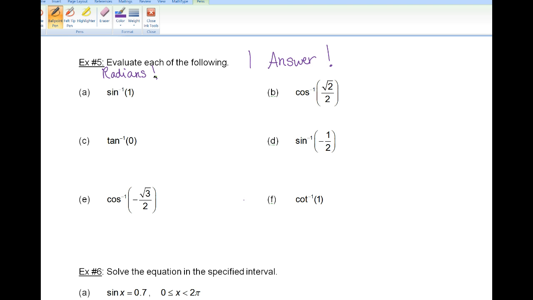Now, obviously you can use your calculator, but the goal is not to use your calculator, but to think about the unit circle. So what we're asking ourselves is, where is sine equal to 1? So where is the y coordinate equal to 1? Pi over 2. Because sine is the y. Good? Okay. Question?